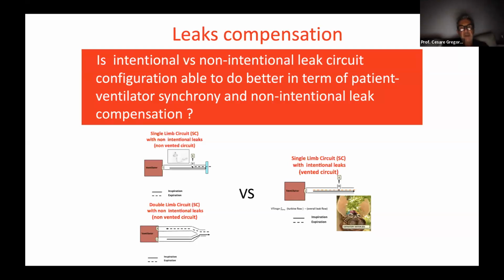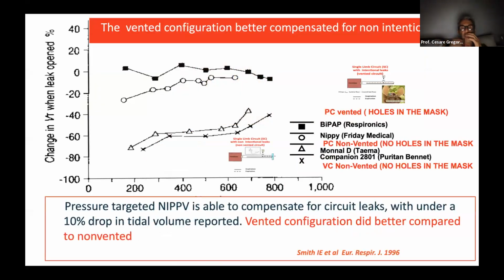The problem with leak compensation comes out in non-invasive ventilation or in a pediatric patient during ventilation through an uncuffed tube. So is an intentional versus non-intentional leak circuit configuration able to do better in terms of patient-ventilator synchrony and non-intentional leak compensation? Well, go on. This is a very old study published by Schmidt and Schneerson many years ago. They went just to demonstrate that volume control did worse than pressure control in terms of leaks compensation.